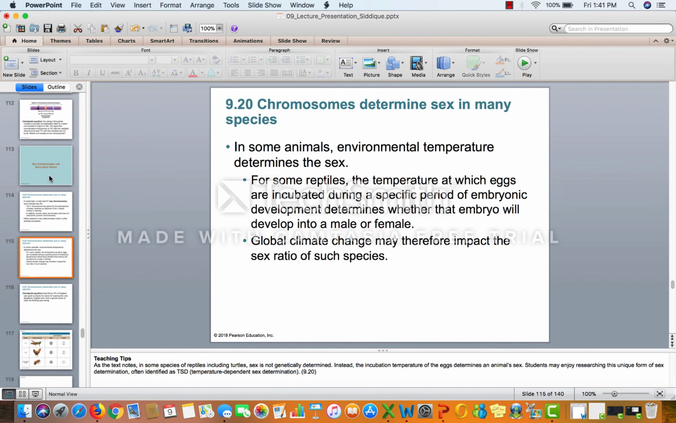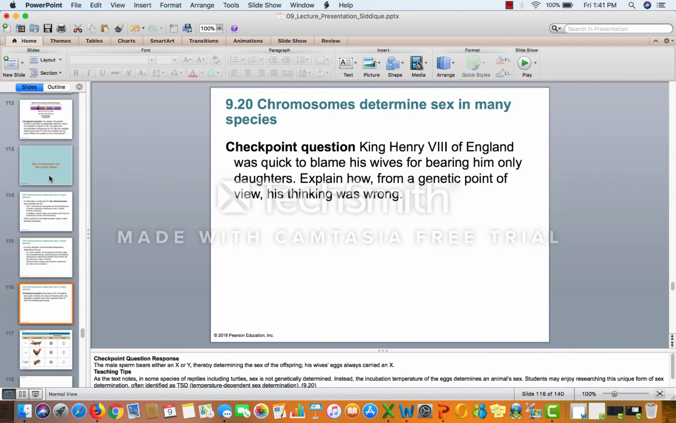Global climate change may therefore impact the sex ratio of certain species, right? Unfortunately, Scott Pruitt of the EPA, the moron who runs the EPA, currently said that climate change was not real. Good God, help us all, right? We are screwed. All right, God help us all.